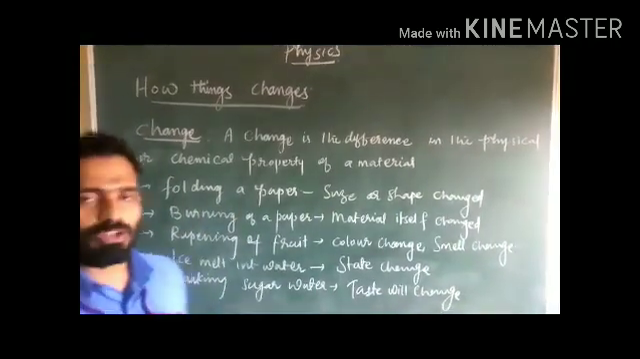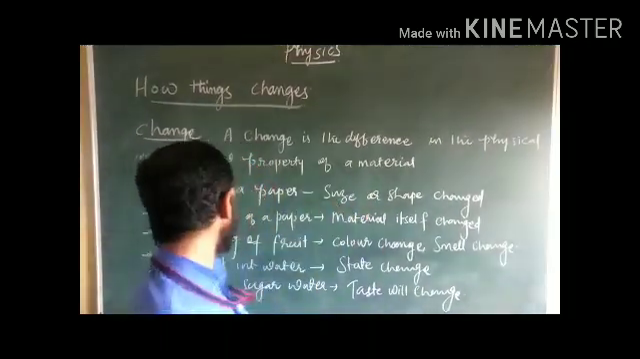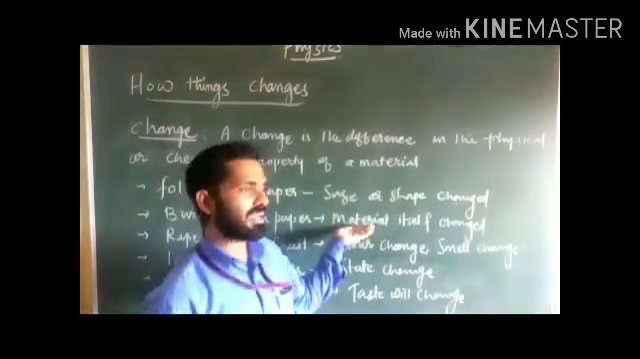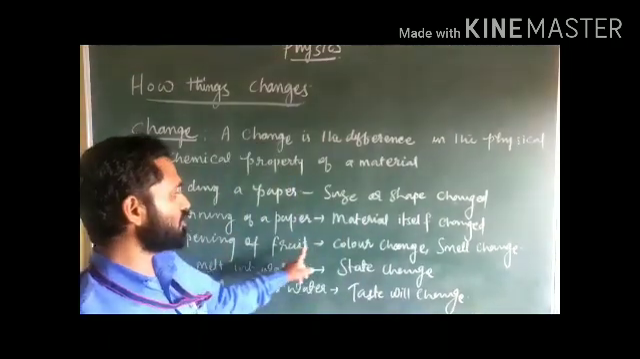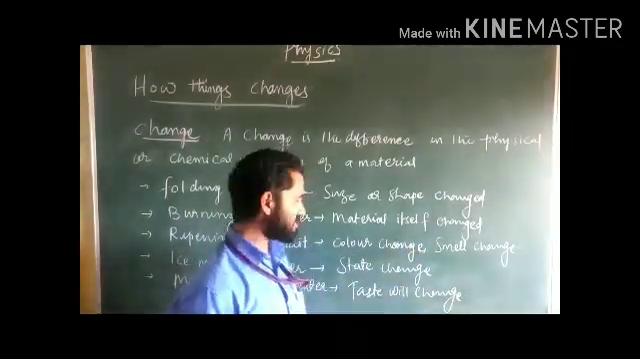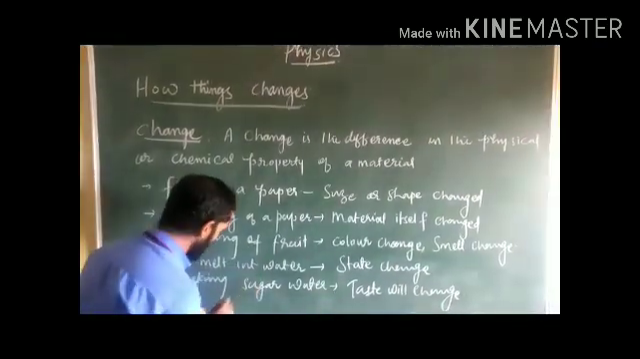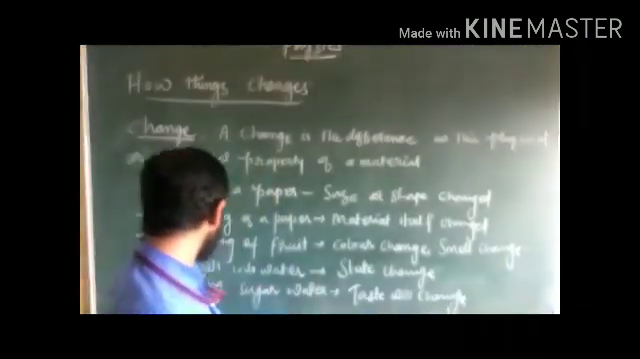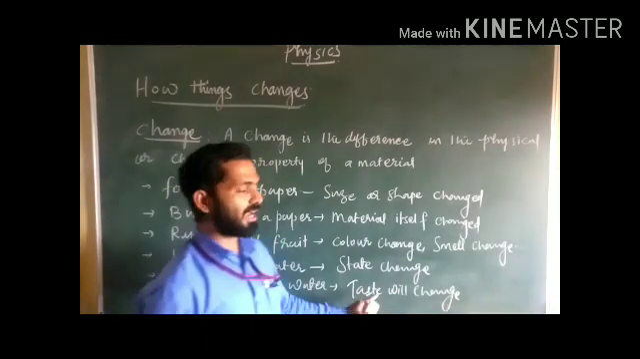Folding a paper. When you are folding a paper, its size or shape may be changed. Burning of a paper, the material itself changed, or you can say the internal structure of the material itself changed. Ripening of fruit, its color may change, or you can say the smell will also change. Ice melts into water, there will be a state change. And the next one is making sugar water, there will be a taste change.